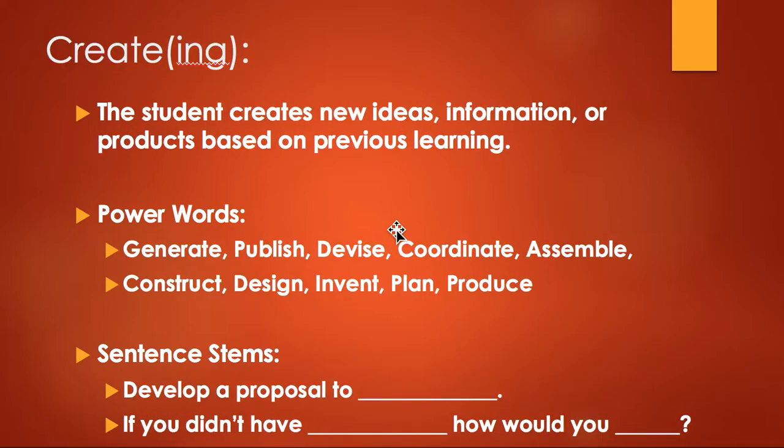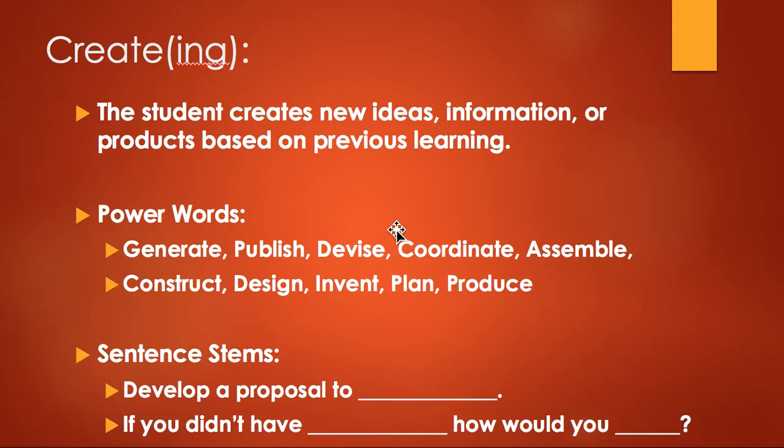All right, and then the last level is creating. The student creates new ideas, information, or products based on previous learning. Now we're able to do everything that's out there. We analyze it, we can evaluate it. Now we can take information that we already know through analyzing and evaluating and create something new. Taking the information we have and creating something new is what this level is about. Generate, publish, devise, coordinate, assemble, construct, design, invent, plan, produce.